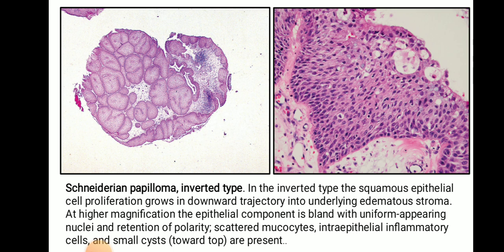This is the image showing inverted type of papilloma. In this inverted type, the squamous epithelial cell proliferation grows in a downward direction into underlying edematous stroma. At higher magnification, the epithelial component is bland with uniform appearing nuclei and retention of polarity, scattered mucocytes, intraepithelial inflammatory cells and small cysts.